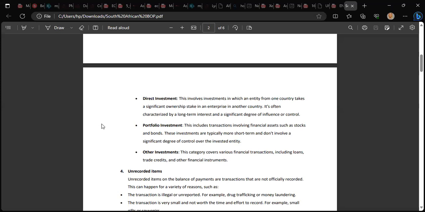But most important, you want to differentiate between direct investment and portfolio investment. We need to draw a distinction between those two. With portfolio investments, we are dealing with financial assets such as stocks and bonds, but these are more on the short term and don't involve a degree of control, or very large, significant control, in the invested entity.